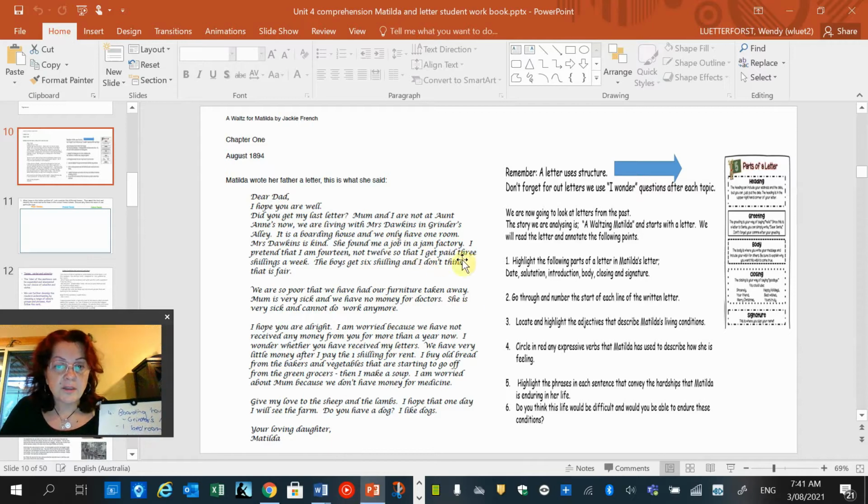Okay, so the other ones that I hope you've identified is that she pretends that she's 12 years old, so she gets paid 3 shillings a week, which is pretty terrible. That's another hardship. You could even put in there that it's not fair because the boys get 6. I mean, that's double the pay. We are so poor that we've had our furniture taken away. So poor, furniture taken away.